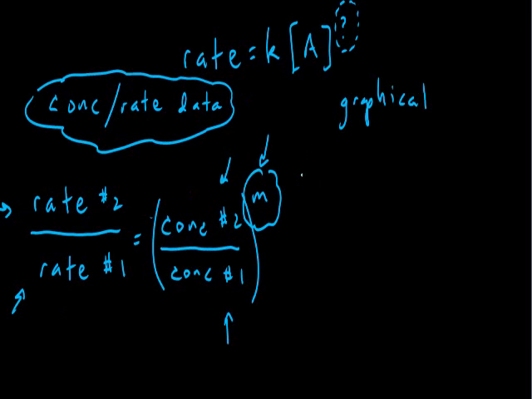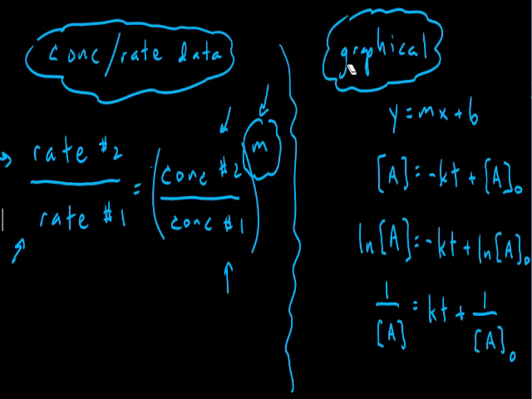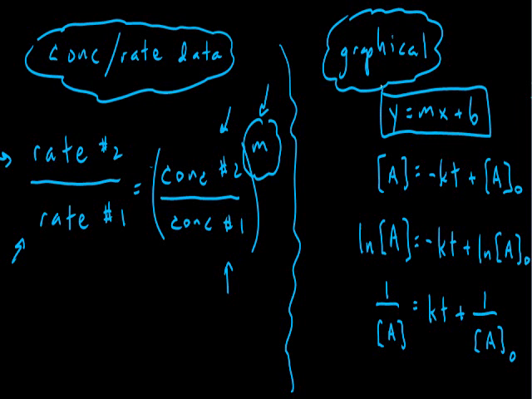The second strategy is that we can use a graphical analysis of data to determine the order of reaction with respect to chemical A. In the graphical analysis technique, we're going to match up several equations with our familiar equation of y equals mx plus b. The equations are: one with the concentration of chemical A, one where we plot the natural log of the concentration of A, and one where it's 1 over the concentration of chemical A.